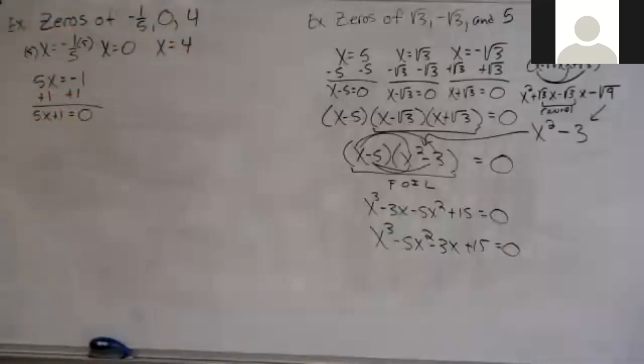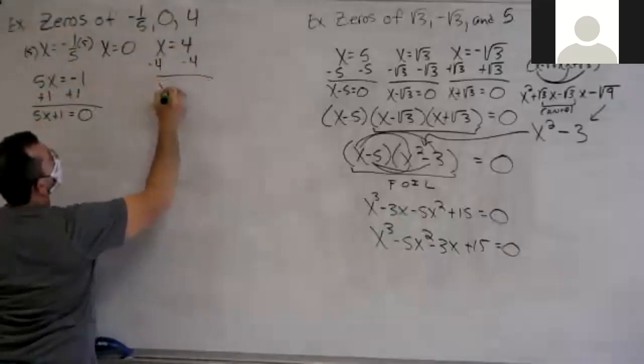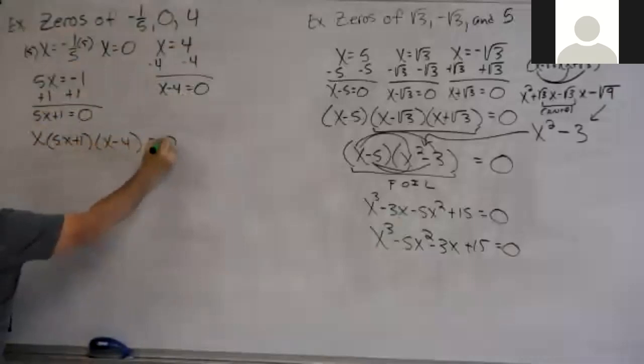So if you start with a fraction, your factor is going to be a number in front of the x, okay? X equals 0, can I do anything to that? No, it's already got a 0 over there, don't it? And then that x equals 4, I'm going to subtract 4 from both sides, and I get x minus 4 equals 0. So notice my factors are going to be 5x plus 1, x, and x minus 4. Anytime you got single x's, put them in front. And then put in your 5x plus 1, and then your x minus 4, all equal to 0.